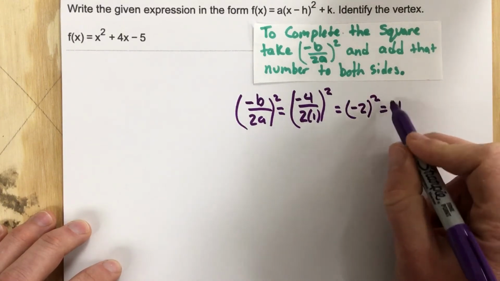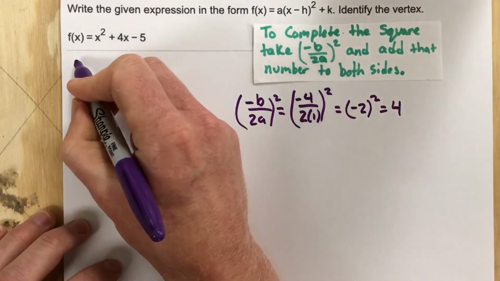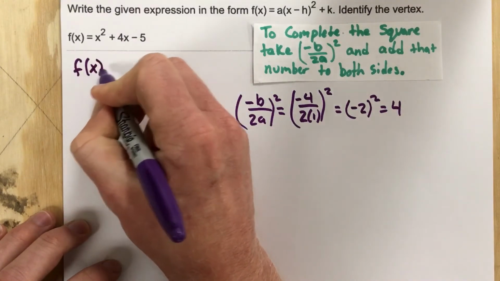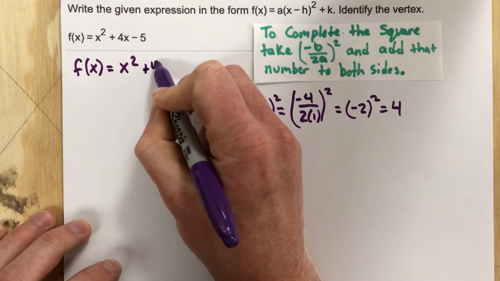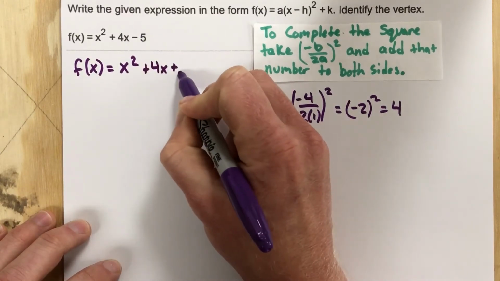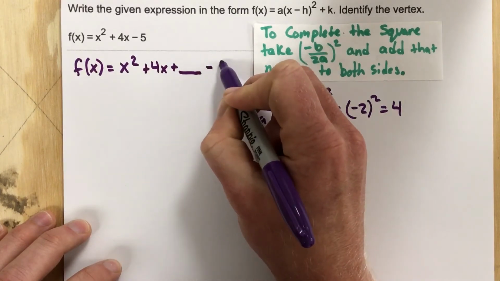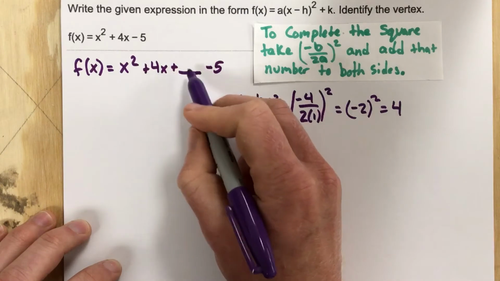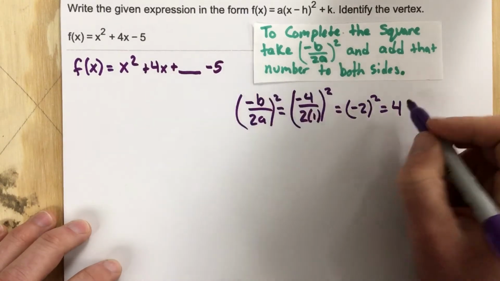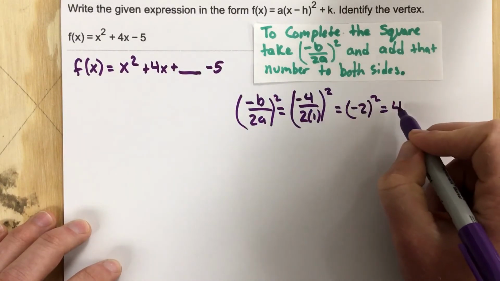So we're going to take this number 4, and we're essentially going to rewrite this, because we don't like this -5. We're going to rewrite this with -5 pushed to the side. And we're going to put something in its place, and that number is going to be 4 because 4 is the perfect square.